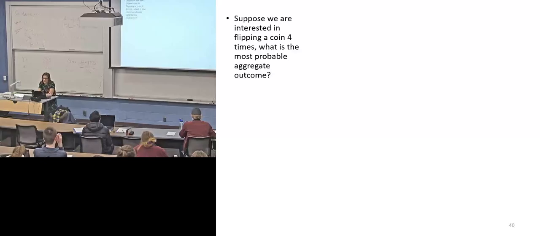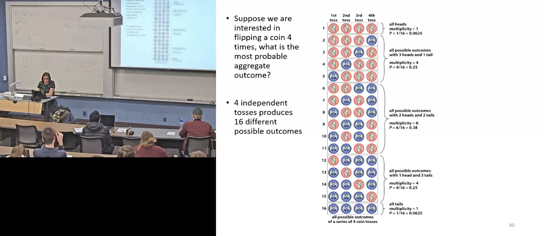So suppose we flip a coin 4 times, the most probable outcome is going to be 2 and 2. We have 4 independent tosses, which produces 16 possible different outcomes. And this is me saying that as soon as you get to 5, 6, it takes so long for you to write them out yourself. It isn't worth doing, okay?